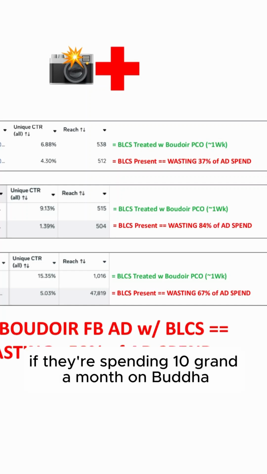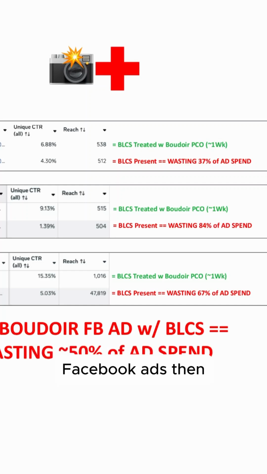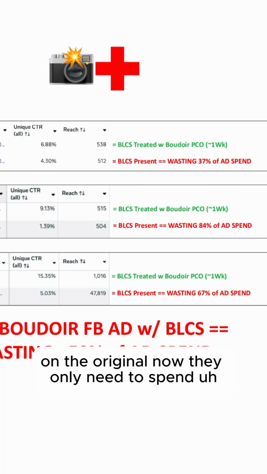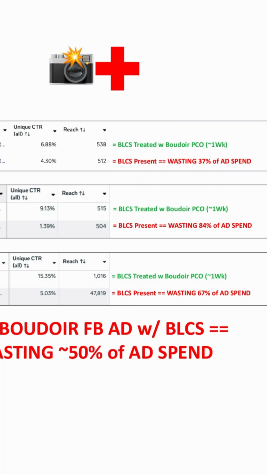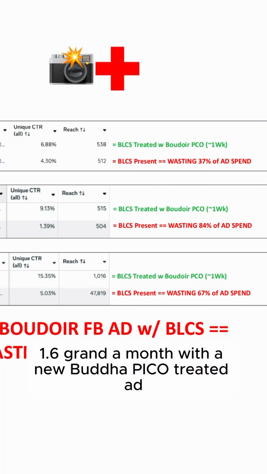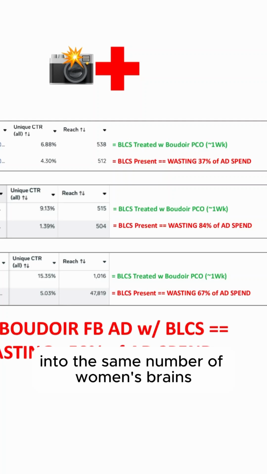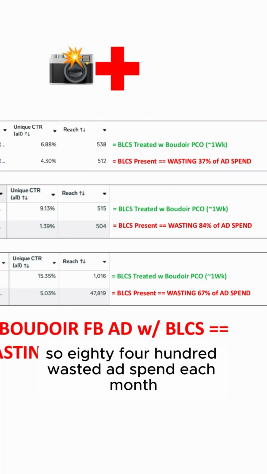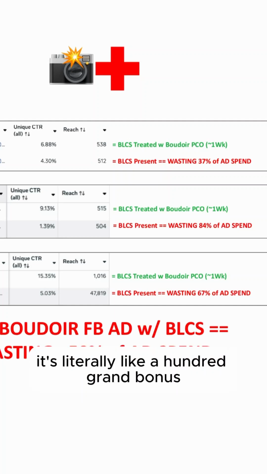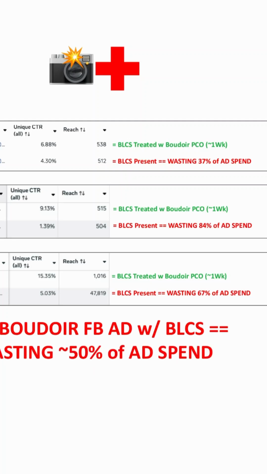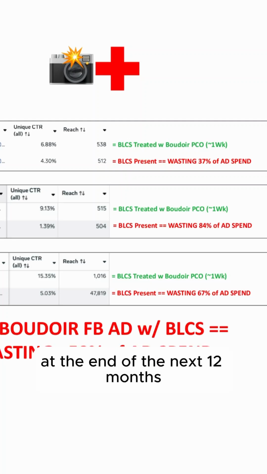So again, if they're spending 10 grand a month on Boudoir Facebook ads on the original, now they only need to spend 1.6 grand a month with a new Boudoir Pico treated ad and get their ads into the same number of women's brains in both scenarios. So $8,400 of wasted ad spend each month eliminated, back in their pocket. It's literally like a $100,000 bonus at the end of the next 12 months.